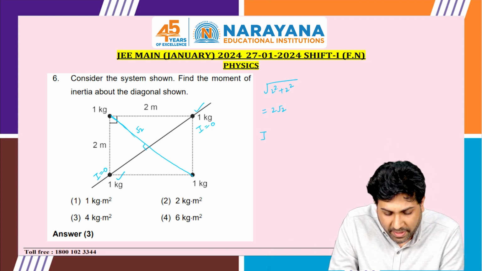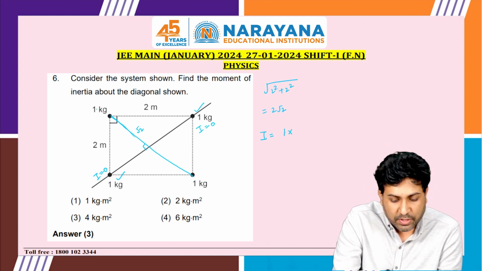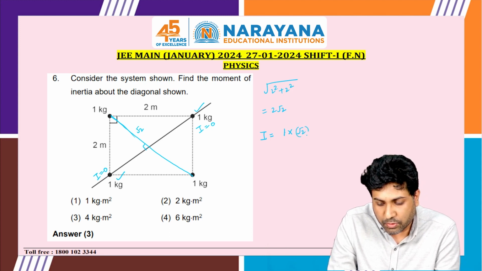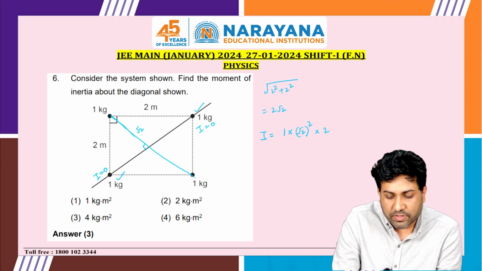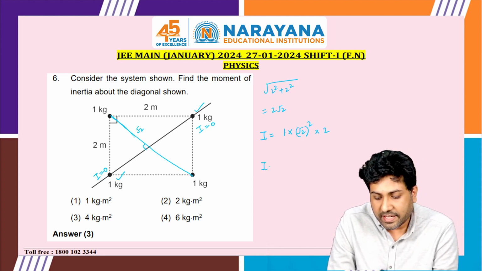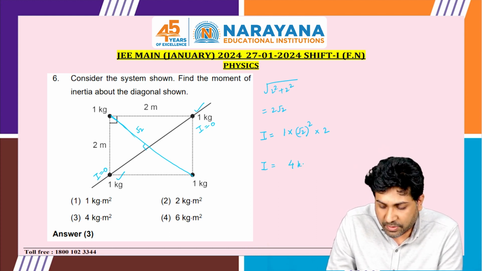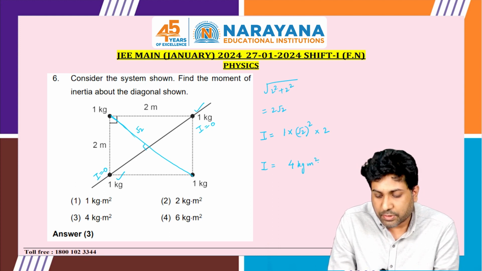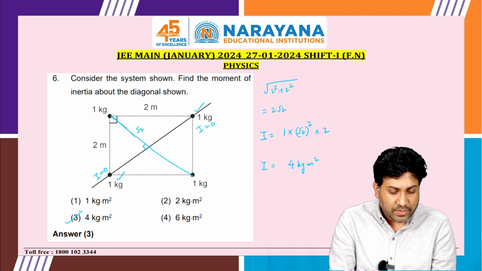So the total moment of inertia is going to be mr square. For this one, mr square is m into root 2 square. And then into 2, because for this also the same distance is there, and for these 2 it is 0. So I will get the net moment of inertia as 4, and the unit obviously is kg meter square. So the answer will be 3. Okay, let's move to the next question then.